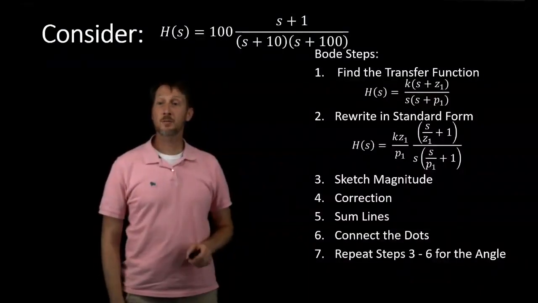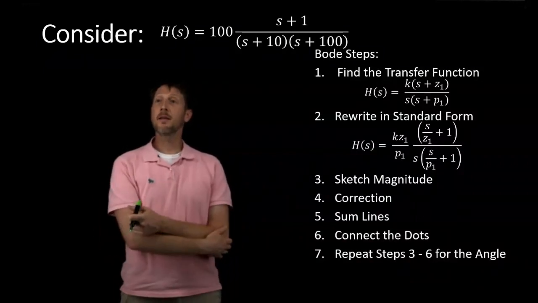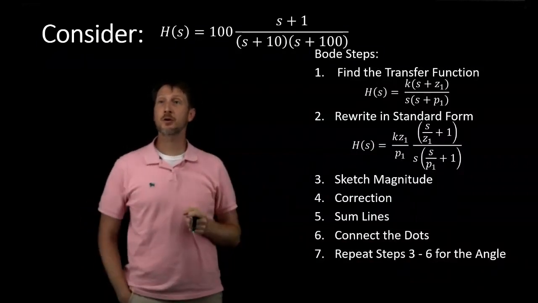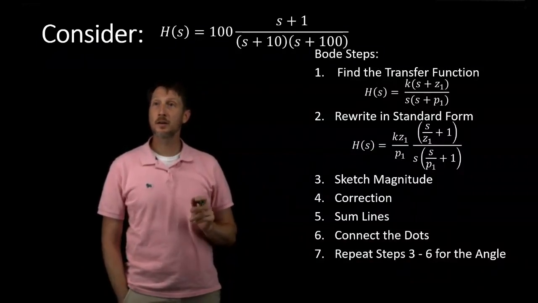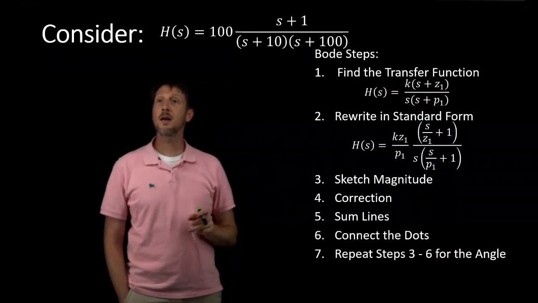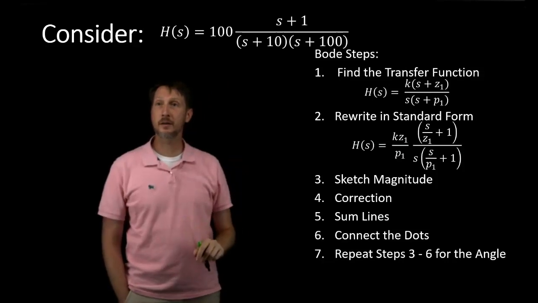Hello, my name is Professor Brothers, and we're going to go over an example of how to create a Bode plot. This time we're using this transfer function: H(s) = 100(s + 1) / ((s + 10)(s + 100)). This system has two poles, one zero, and a constant value.